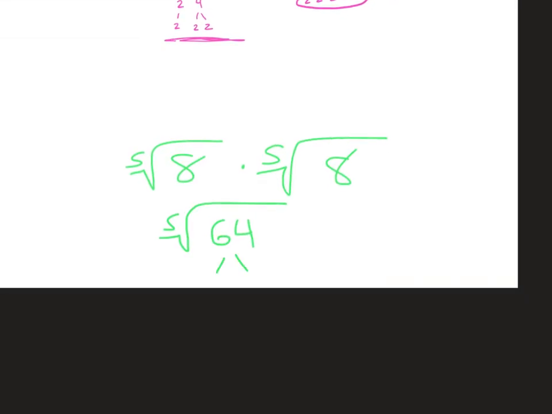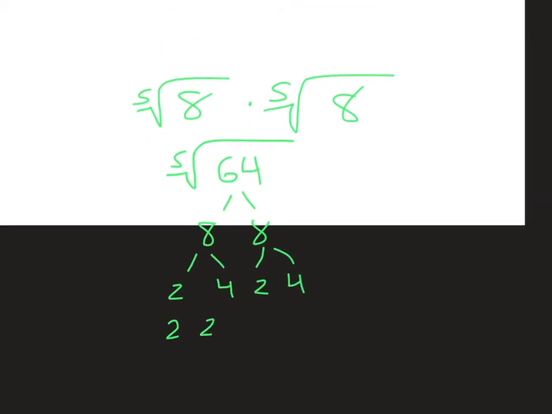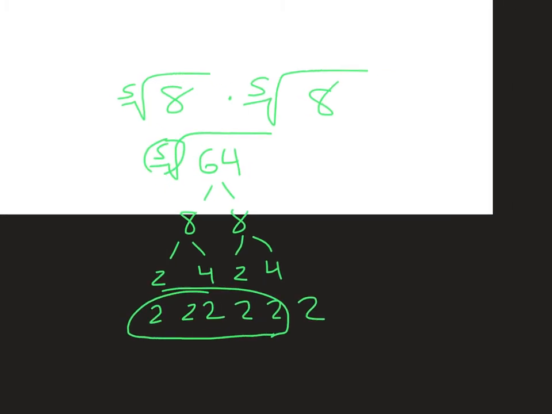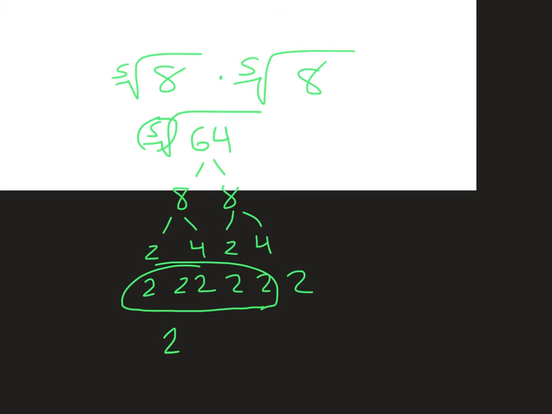If we break down 64, we get 8 and 8. 8 breaks down into 2 and 4, and 2 and 4. We have 2, 2, 2, 2, 2, 2. Our goal is to circle groups of 5, so we circle 5 of our 2's. But we're still left with one 2 under the root, so this would become 2 times the 5th root of 2. But we want to get rid of that radical here. We don't want this in the denominator anymore.